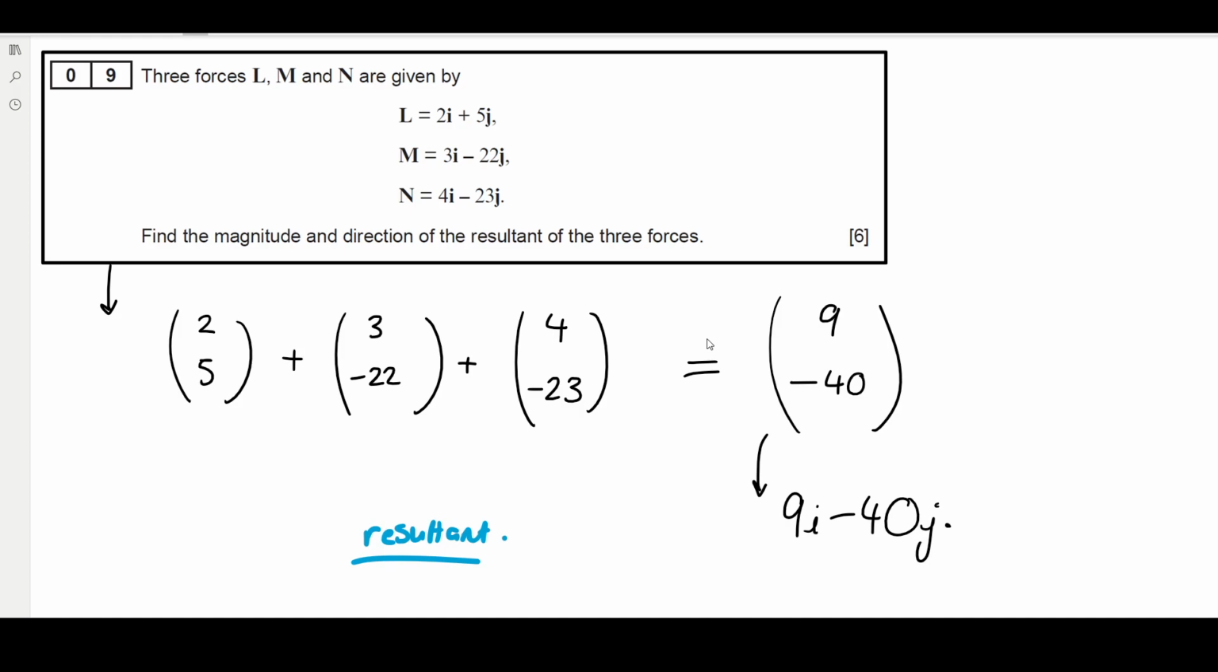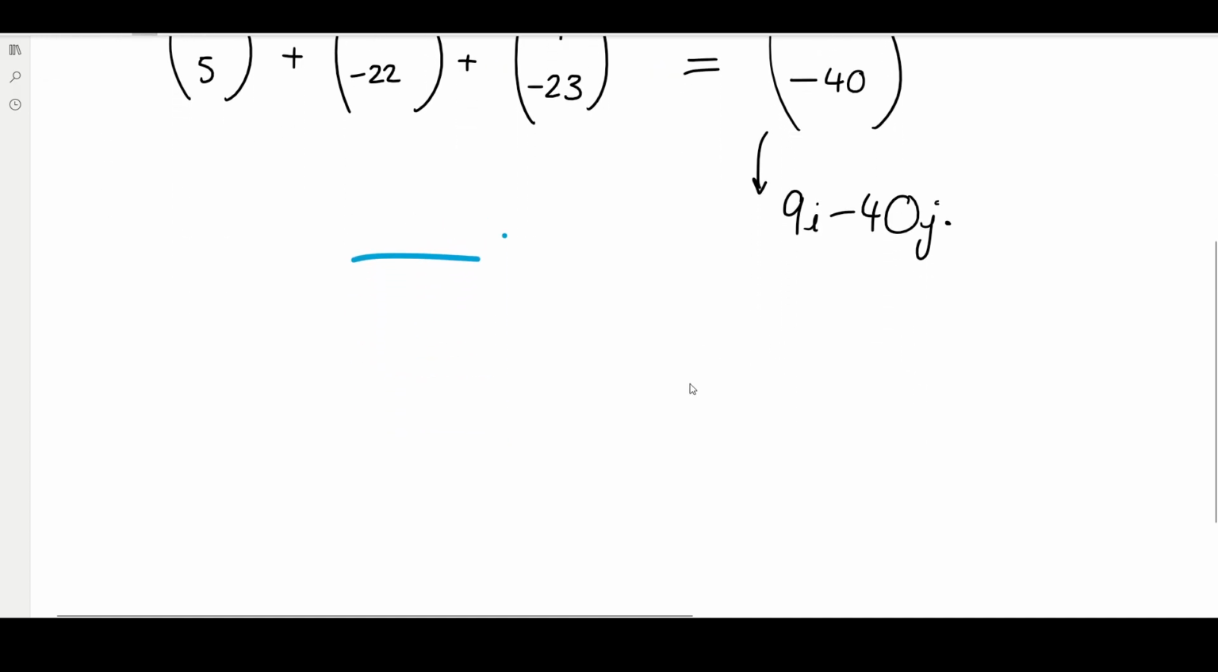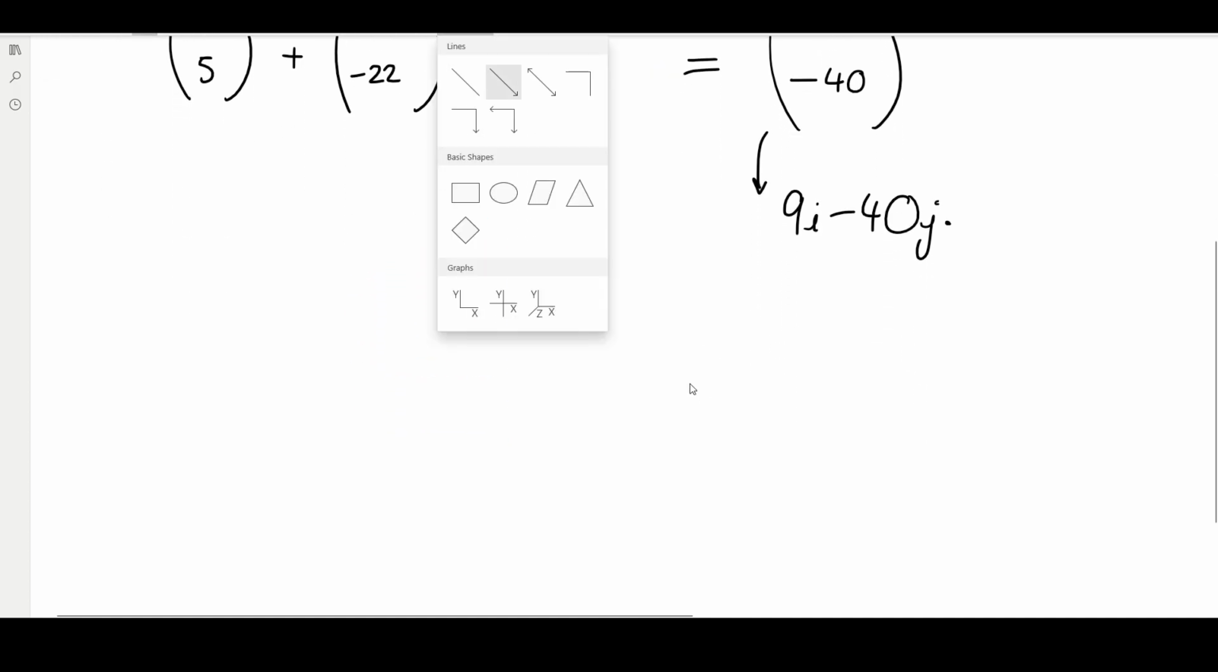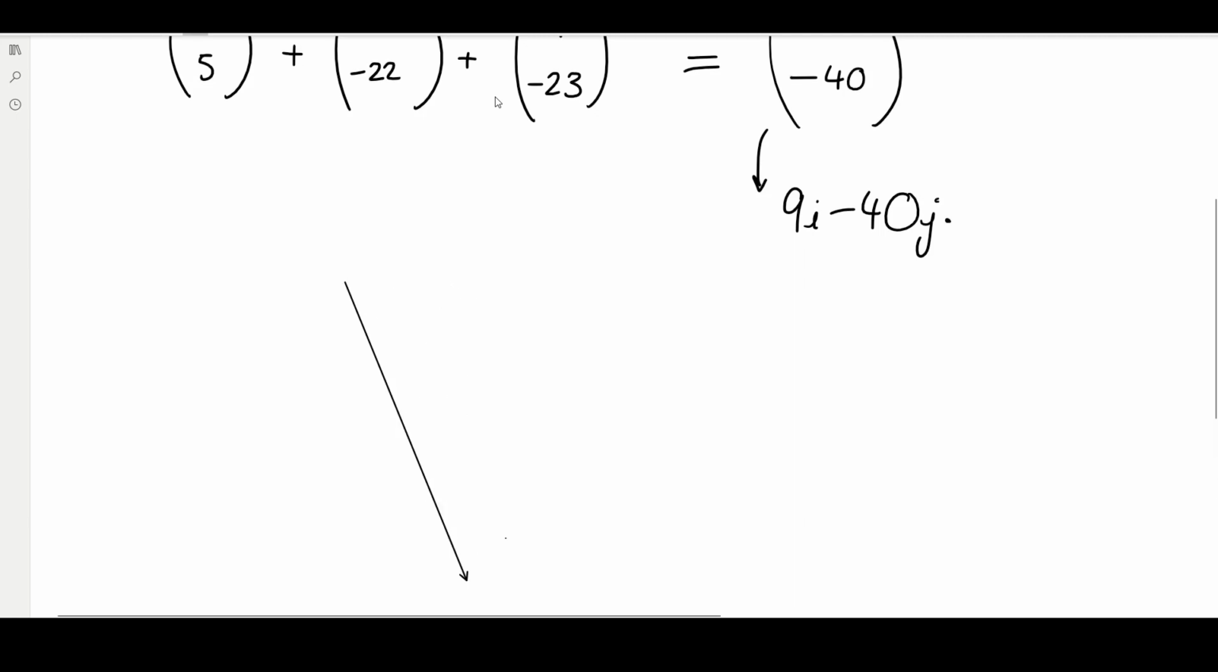Now, in order to find the magnitude and the direction, I'm just going to try and plot this out a little bit, draw what I think it should look like. So a vector that's 9i minus 40j should go 9 units across and 40 units down. So it's definitely going to go down further than it goes across. Let's add a little dotted line in here as well to indicate that it is a right angle triangle. So we've got a right angle there. This across is 9, the 9i, and down here we've got 40j.